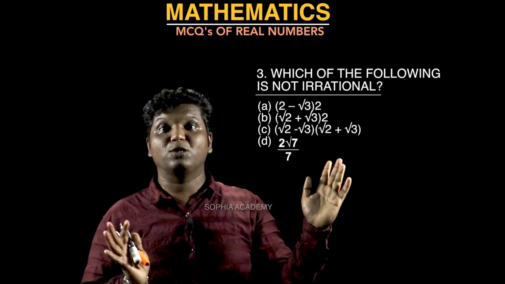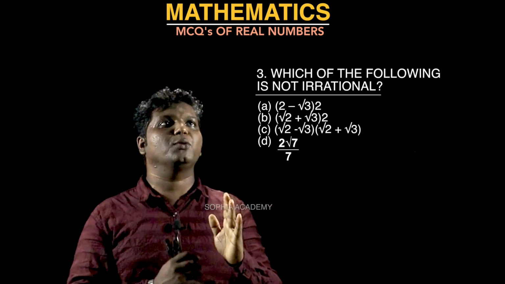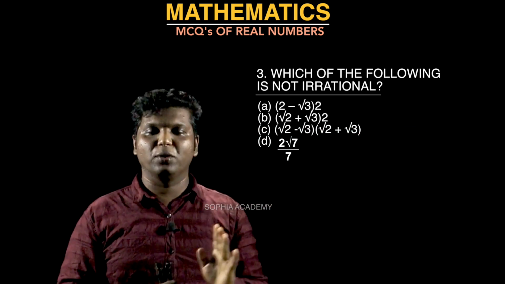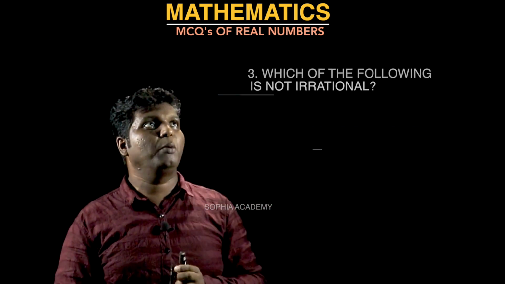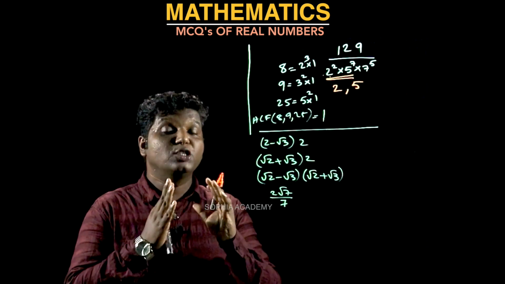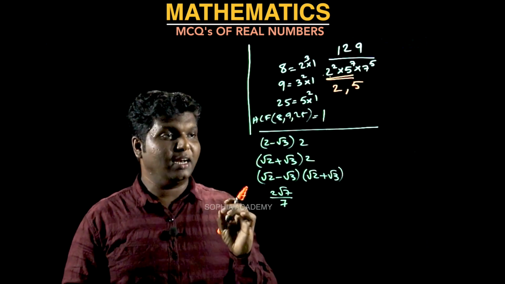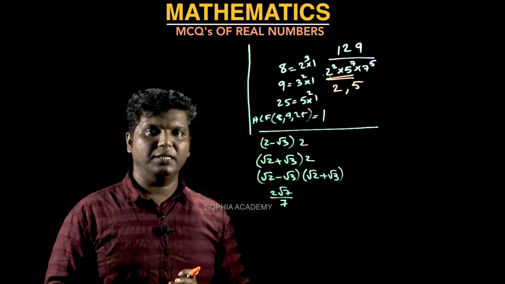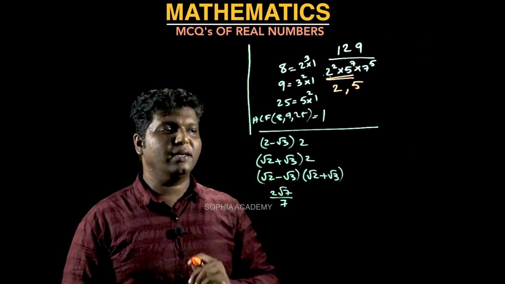And here this case is totally different, because in these 4 options you can see root is there everywhere. So let me mention one by one. Our question is to find which is not irrational. So these are the 4 options given. Among these 4, 1 is the right option.